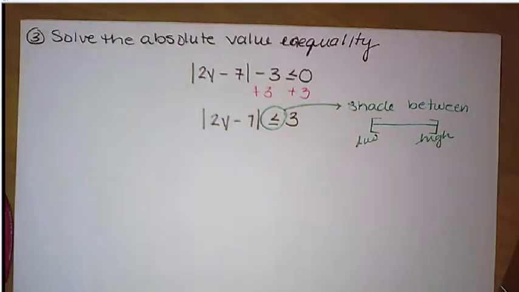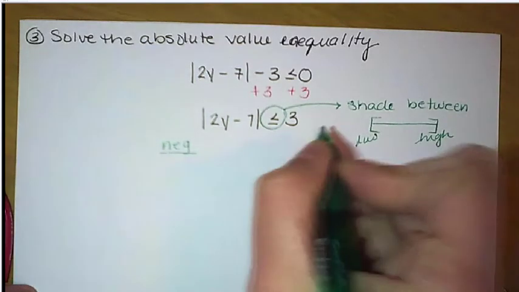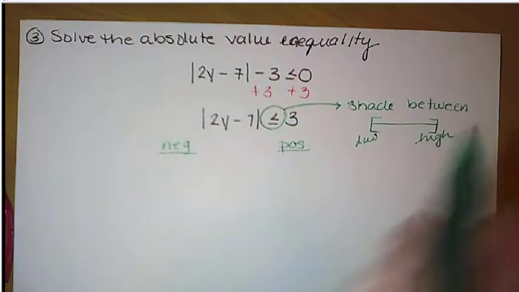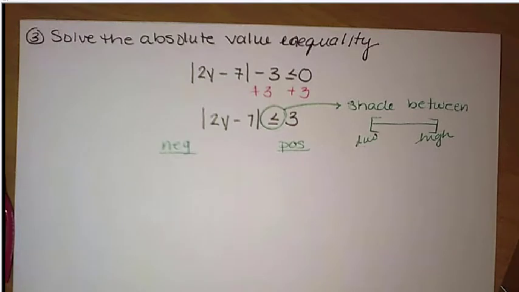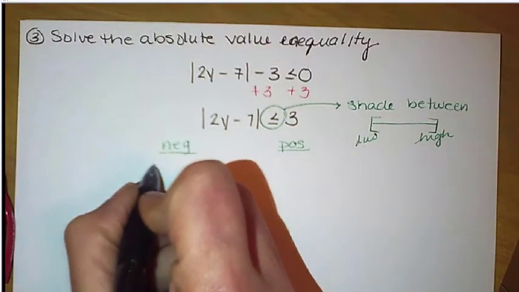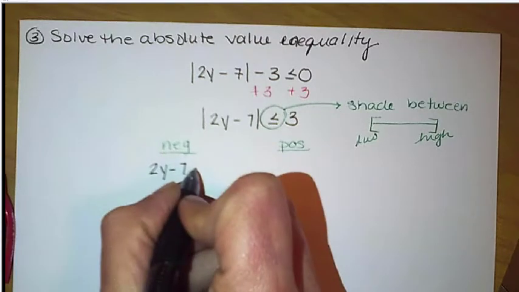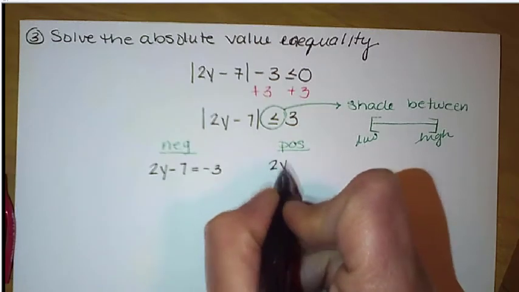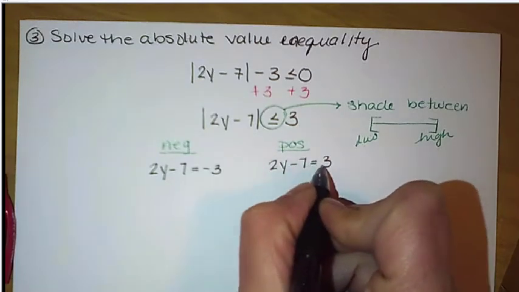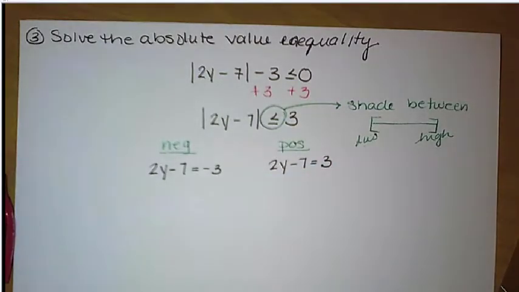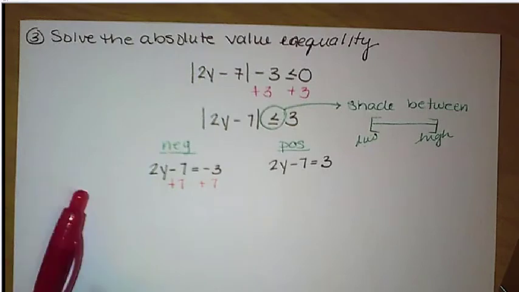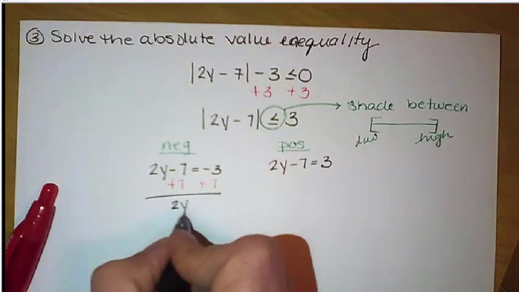Now we continue working. We're going to make our negative equation and our positive equation so that we can find these lows and these highs that we need to know. So our negative equation is going to be 2y minus 7 is equal to negative 3. And our positive is going to be 2y minus 7 is equal to a positive 3. Now we're going to solve each one of these equations. So here we're going to add 7 to both sides, and 2y is going to equal a positive 4.